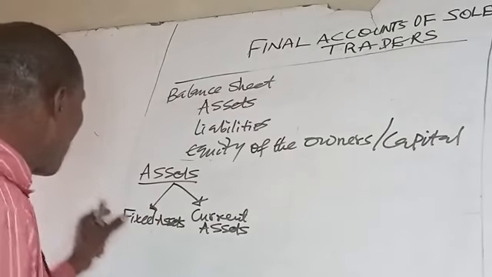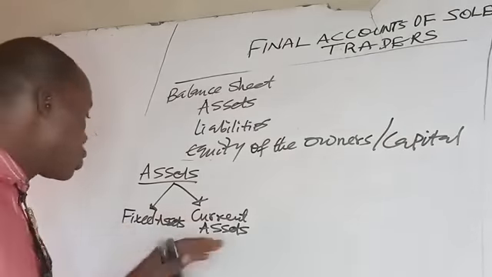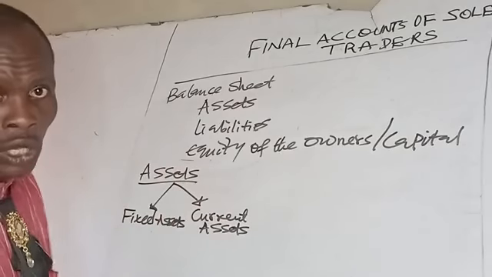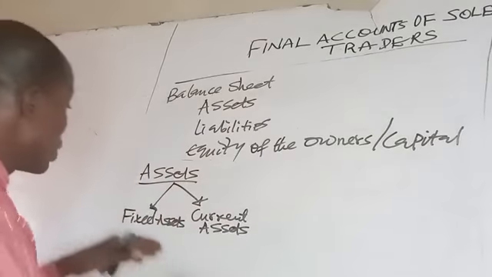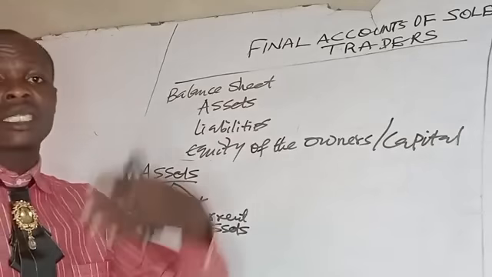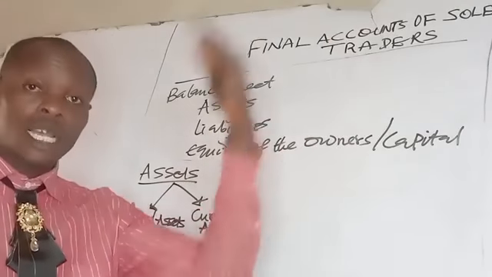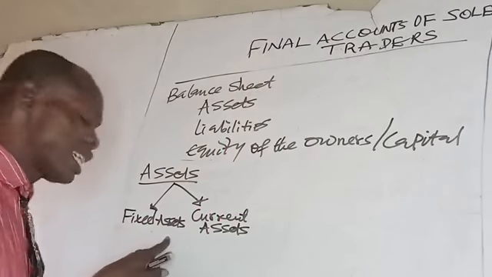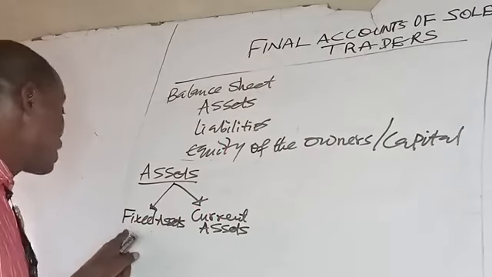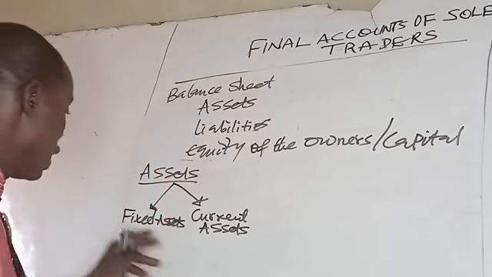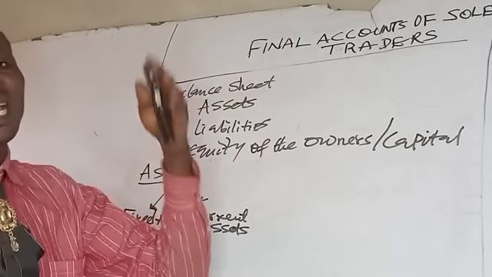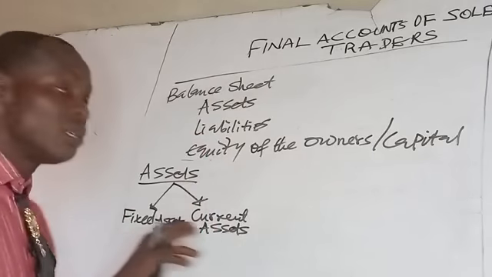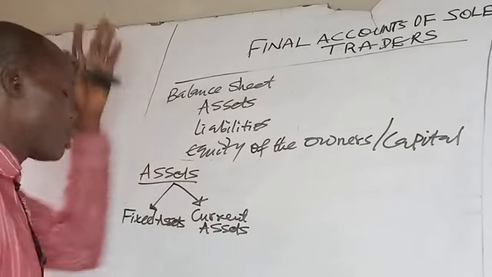So for our purpose, we are going to categorize the asset into two. Some of those assets, those things mentioned, some of them will last long. They can stand the test of time. Those ones that can last longer, we call them fixed assets. Assets that are permanent in nature. Fixed assets are permanent assets. Those assets that can stand the test of time.